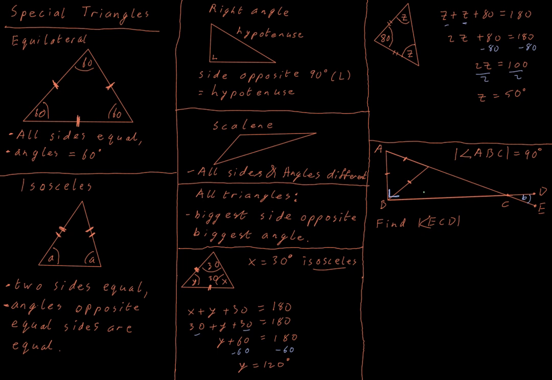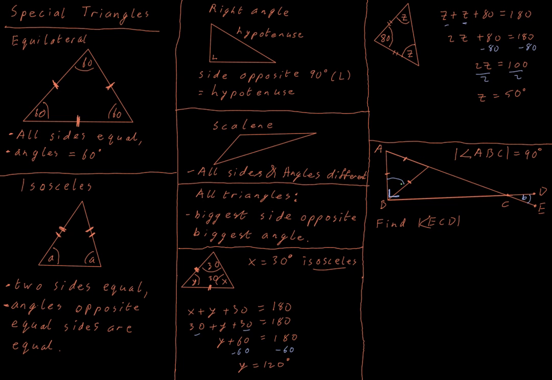Well, what else can I fill in my diagram? I know I want to find this, but in my geometry problems, I'm often going to try and fill in all the information that I've got and see if that helps me. Well, I can see here, this triangle here is equilateral. It has all three sides the same. So what does that tell me?